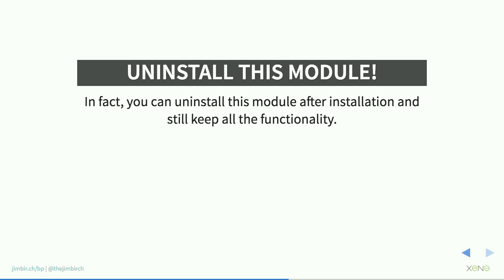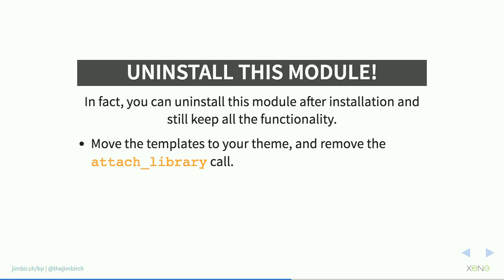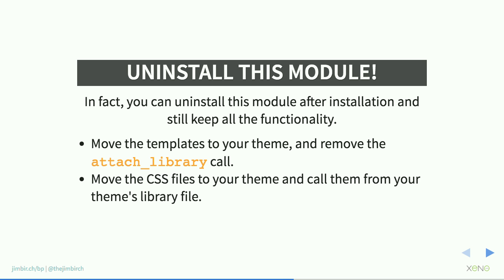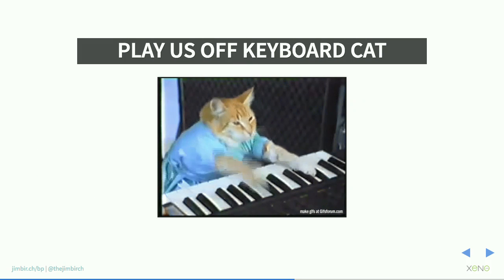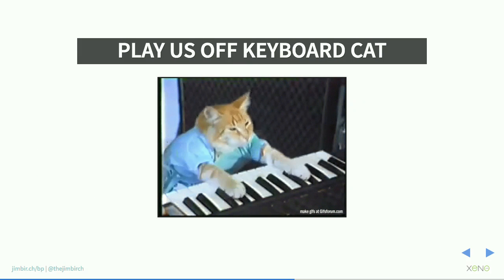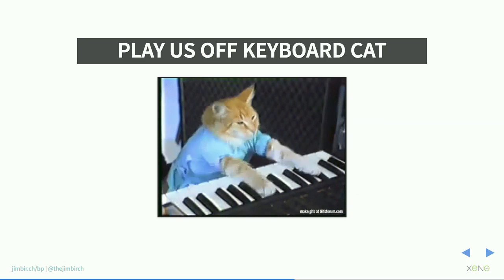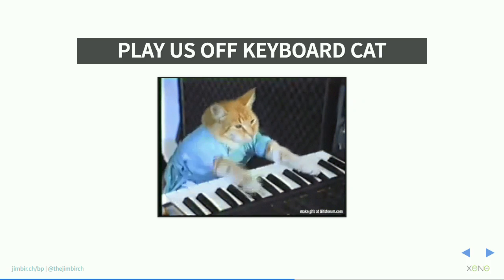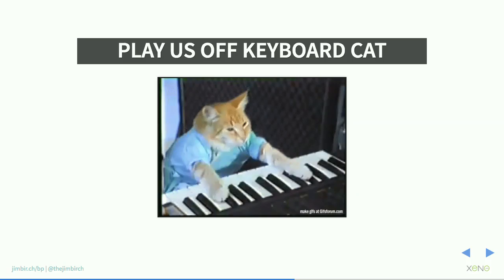So the fields and the bundles are in the database. If you move all the templates to your theme and remove the attached library call, because we're going to get rid of the library that comes from the module, you'd have the templates. You'd have the CSS files. You move the CSS into your theme, and that's it. You just spent an hour installing all this stuff, and your coworkers are going to be amazed. Like, how did you do that so fast?